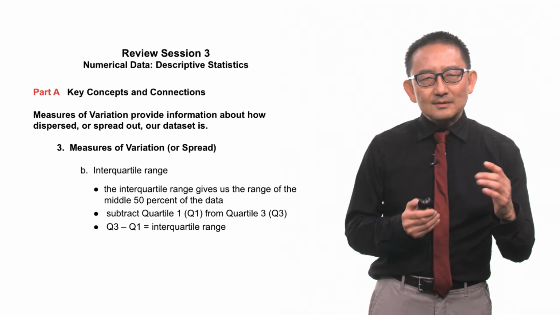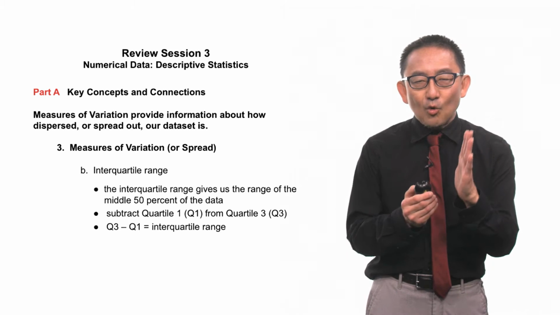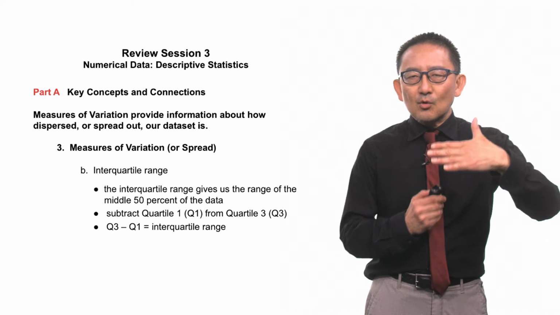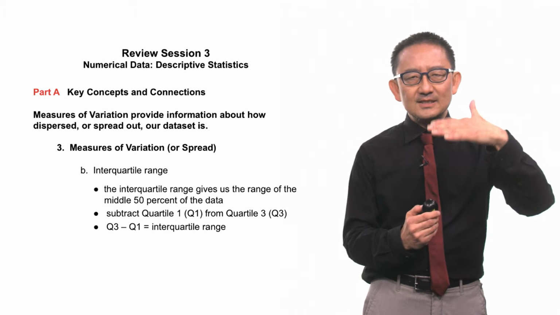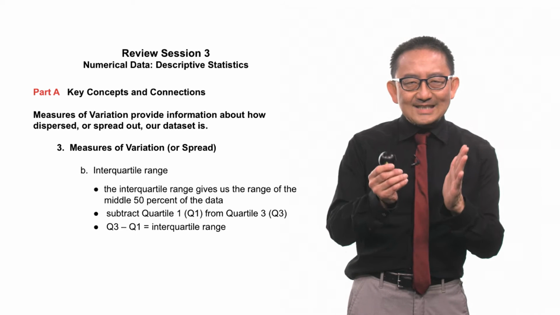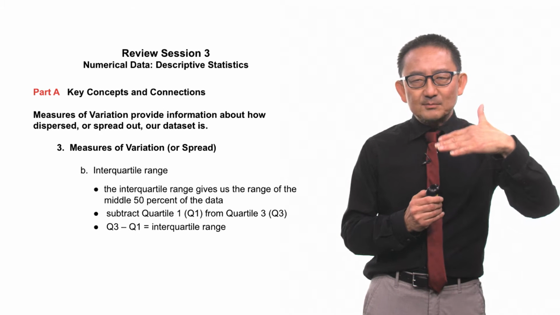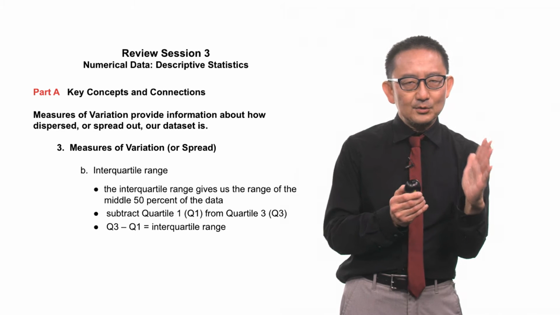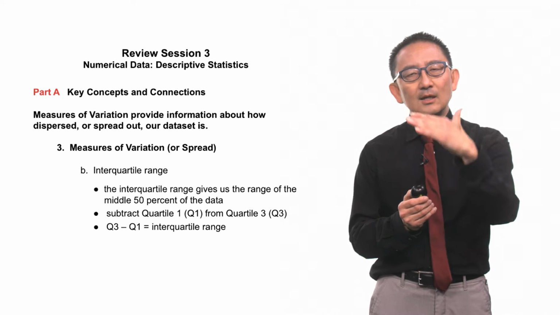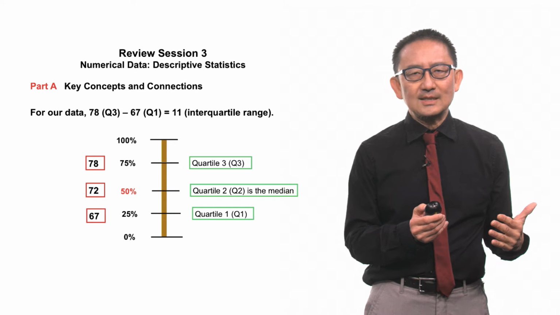Now, we are next going to turn to the interquartile range. The interquartile range gives us the range of the middle 50% of the data. So in order to get to that, we have to subtract quartile 1 from quartile 3. So if we take Q3 minus Q1, we will then have the interquartile range.